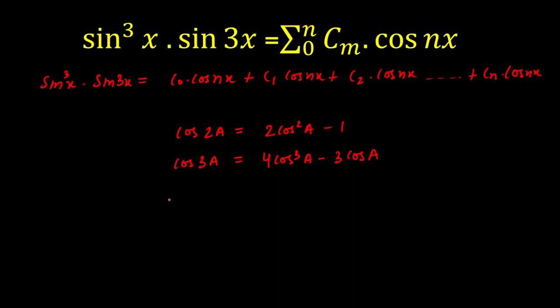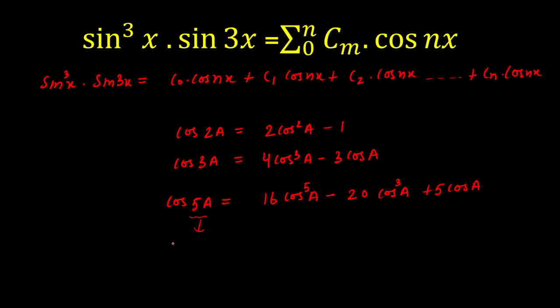Similarly, if I want to write cos of 5a, I'll get this as 16 times cos of a whole raised to power 5, minus 20 times cos of a whole cube, plus 5 times cos of a. Now you're scratching your mind over how I got this expression.